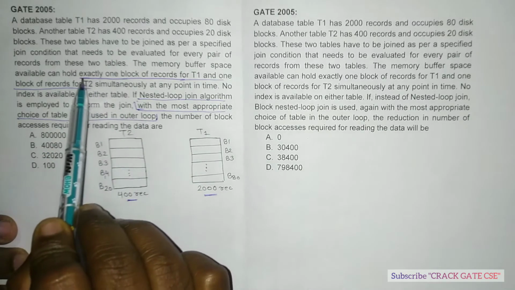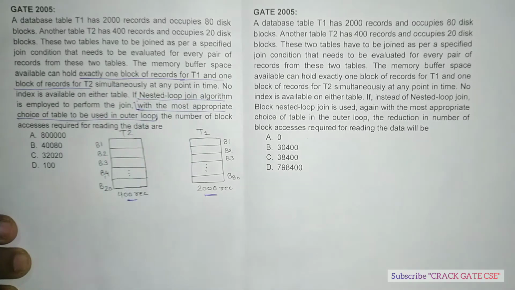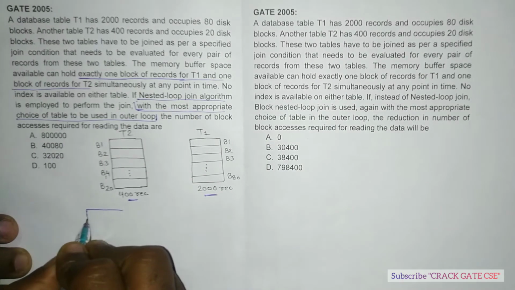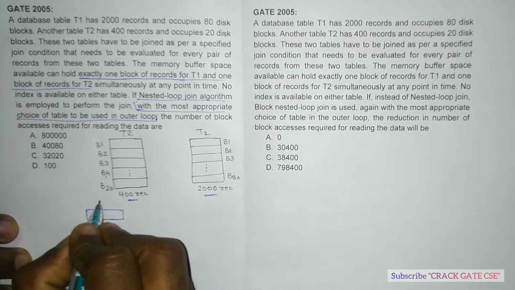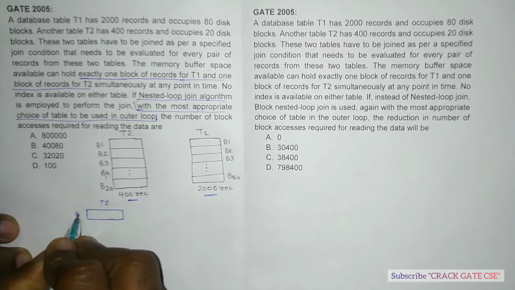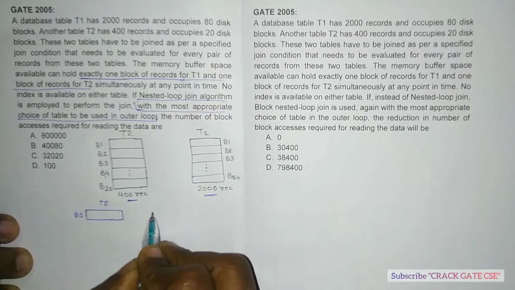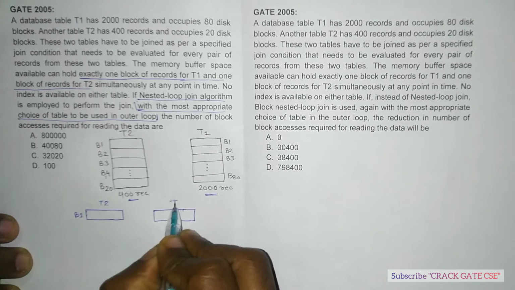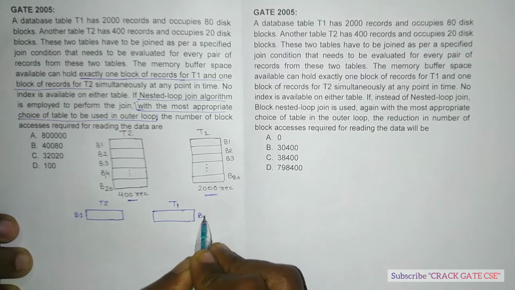Now there was one condition, that exactly one block of T1 and one block of T2 can be held at any instance of time. T2 is the outer one, so I am taking one block of T2. So this is T2, and this is block 1. Similarly, one block of T1 at any particular instance of time, right?